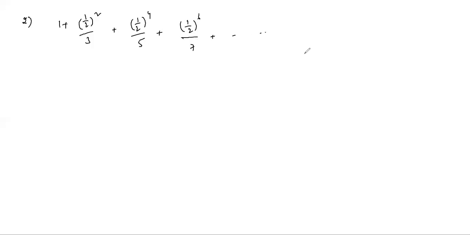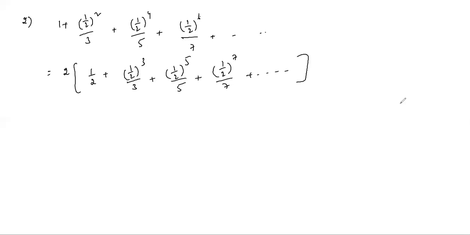Same formula, but here if you observe, the power is 4 here and the denominator is 5, here power 6 and 1 by 7. So one power you have to multiply here. Multiply with 1 by 2 and divide with 2. So 2 into, I am multiplying with 1 by 2: 1 by 2 whole cube by 3, 1 by 2 whole power 5 by 5, 1 by 2 whole power 7 by 7 plus and so on. Okay now? Oh, okay, sir. Thank you.